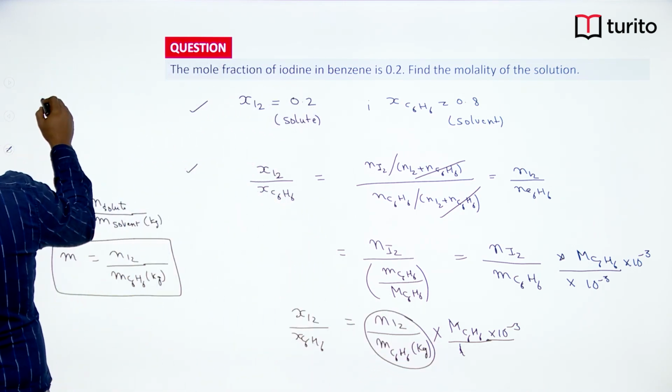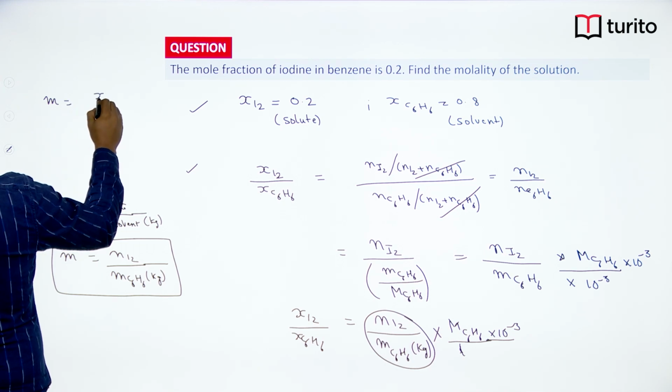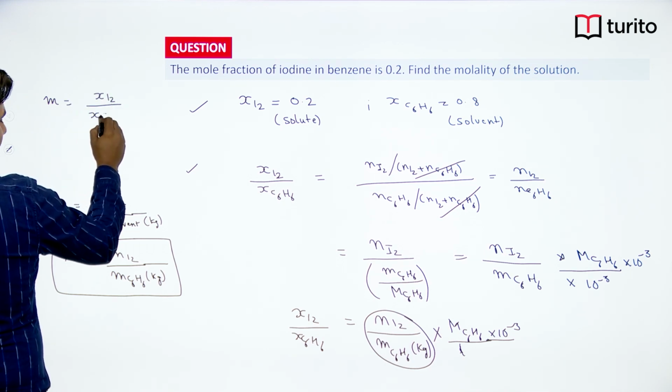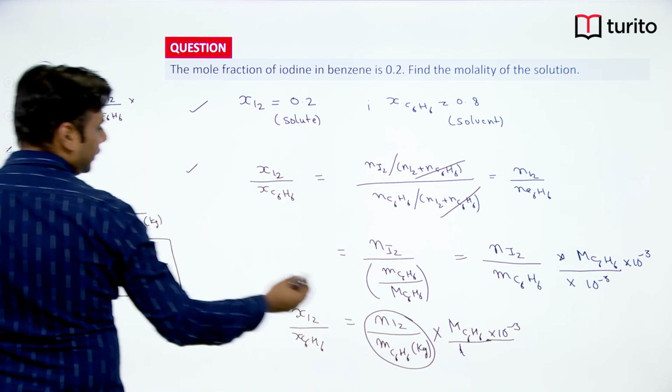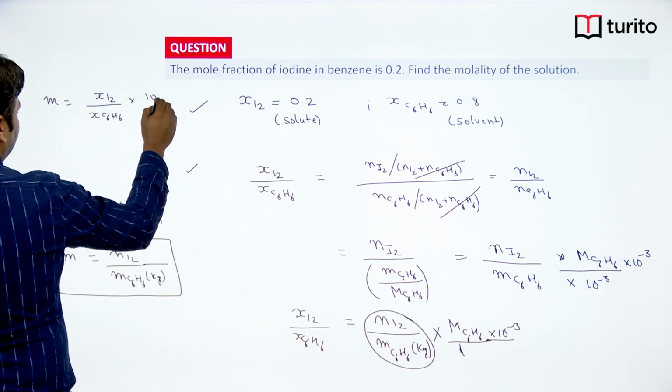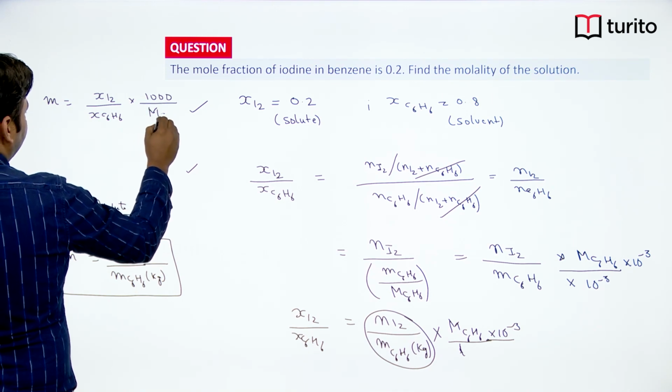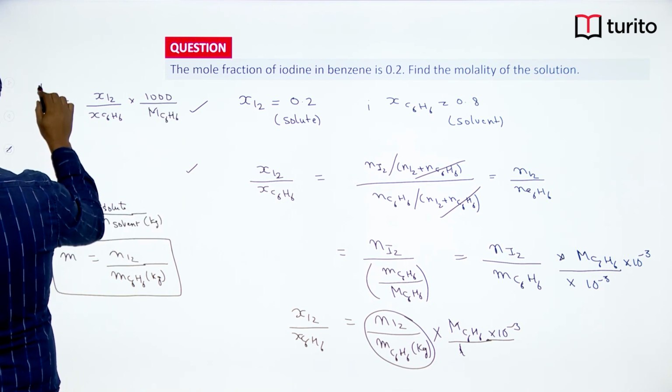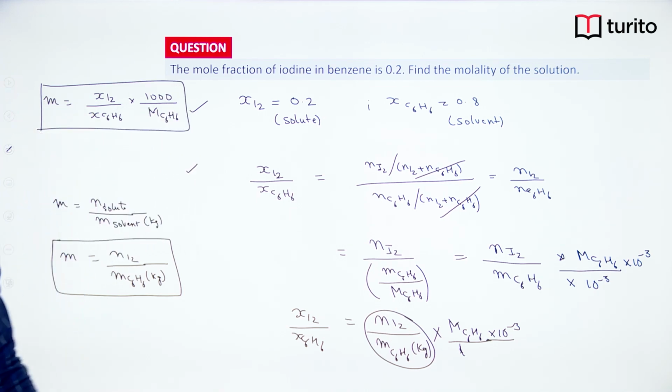So I will write molality as mole fraction of iodine upon mole fraction of benzene, into 1000 upon molar mass. Capital M of C6H6 is basically the molar mass and not the molarity, so don't get confused over it. This is the formula. I can just use the mole fraction of iodine as 0.2, the mole fraction of benzene as 0.8, and the molar mass of benzene as 78, and I will get the molality. So I am expressing molality when mole fraction is given to us.